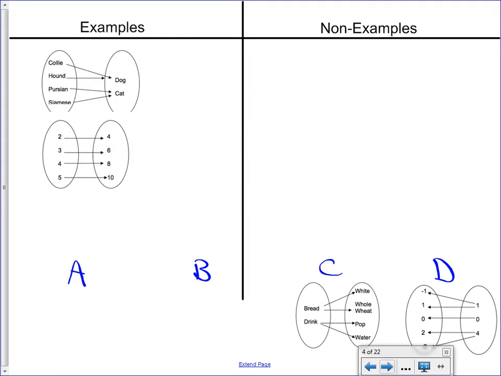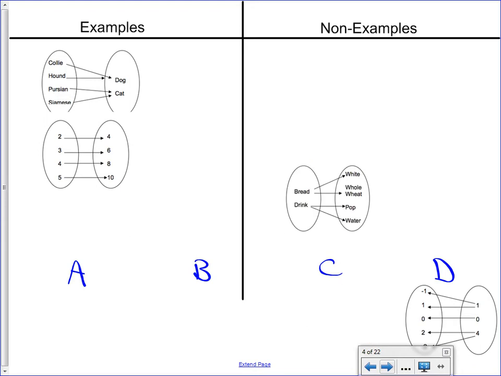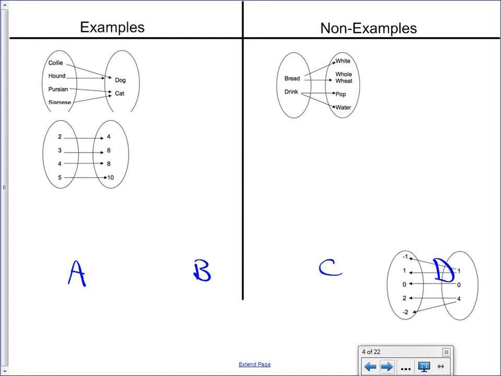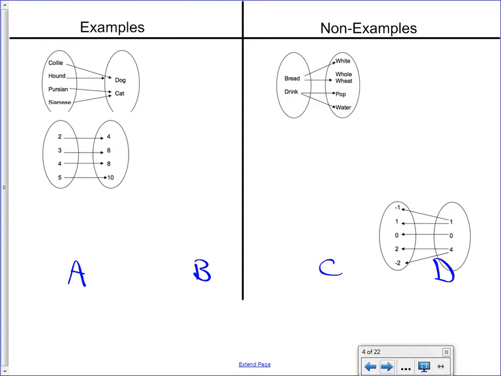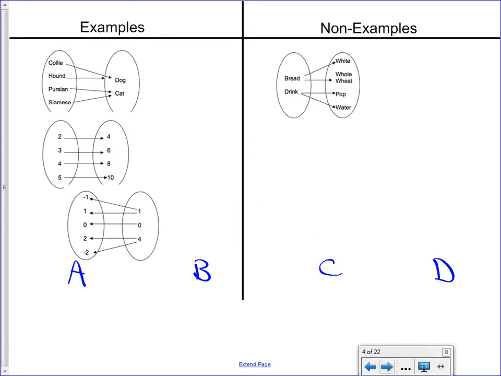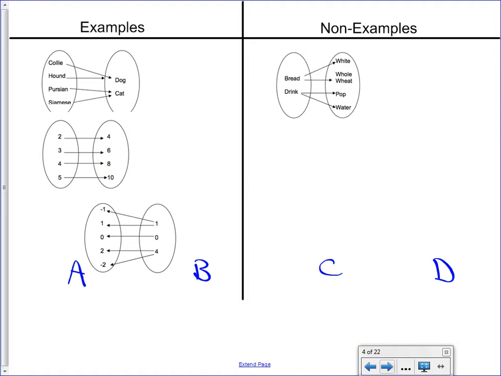How about C? Because drink maps onto pop and water. How about D? Example or non-example? This is an example. Every first element maps to a second element. Okay?